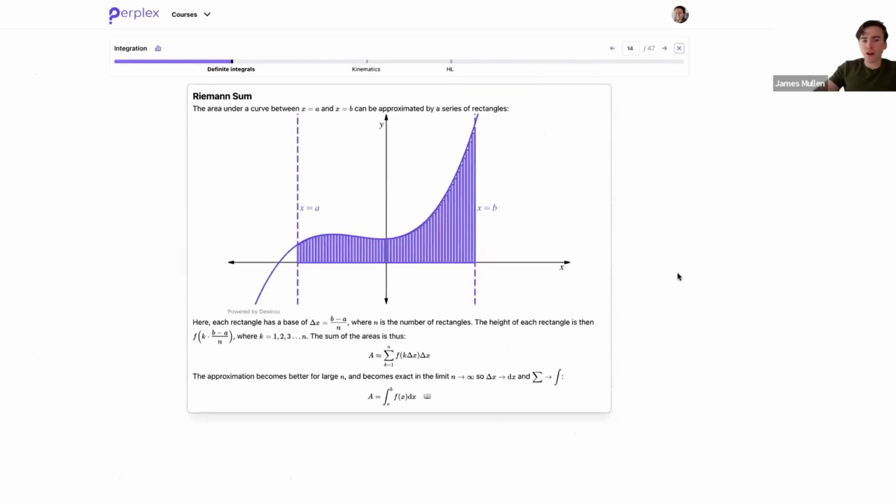So I'm going to move in the direction of definite integrals now, which is setting up the connection between integrals, areas, and how they connect to each other.